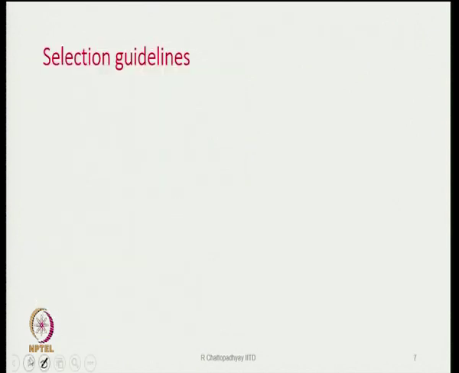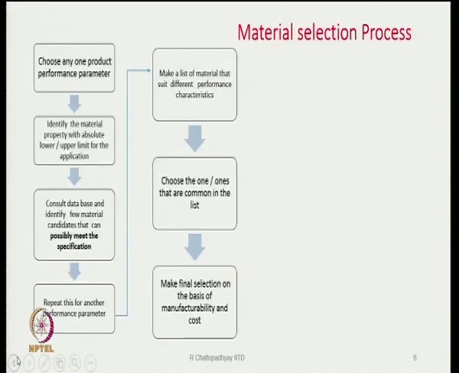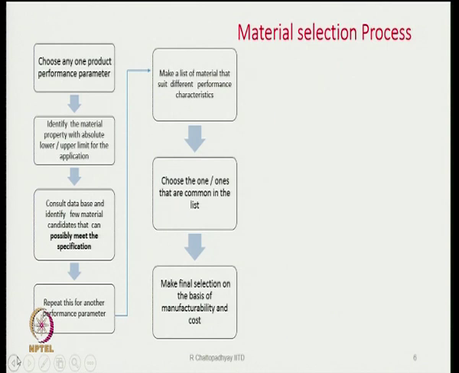So, the material selection process, if we want to show it in the form of a flow chart, we can say that first you choose any product performance parameter. Sometimes there may not be just one attribute, there may be multiple attributes of a product from the point of view of performance. So, first we choose any one parameter related to performance, then identify the material property with absolute lower and upper limit for the application.